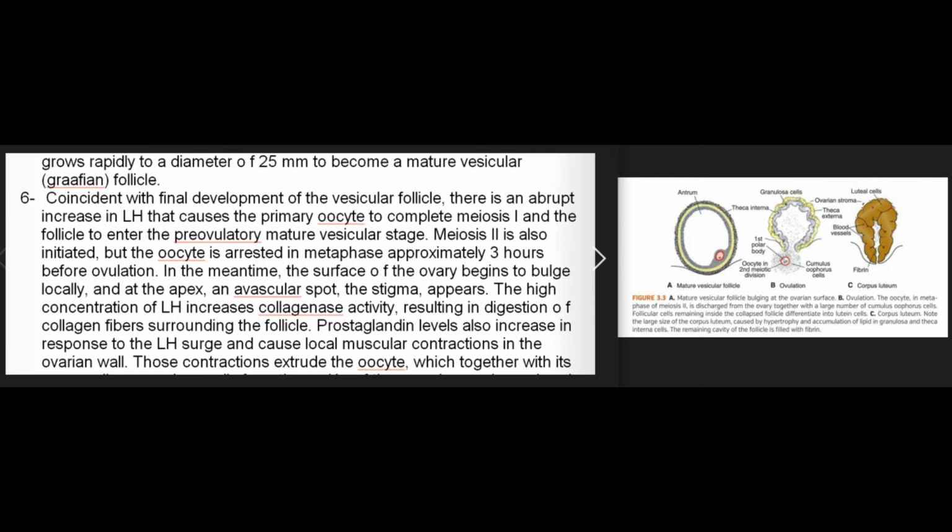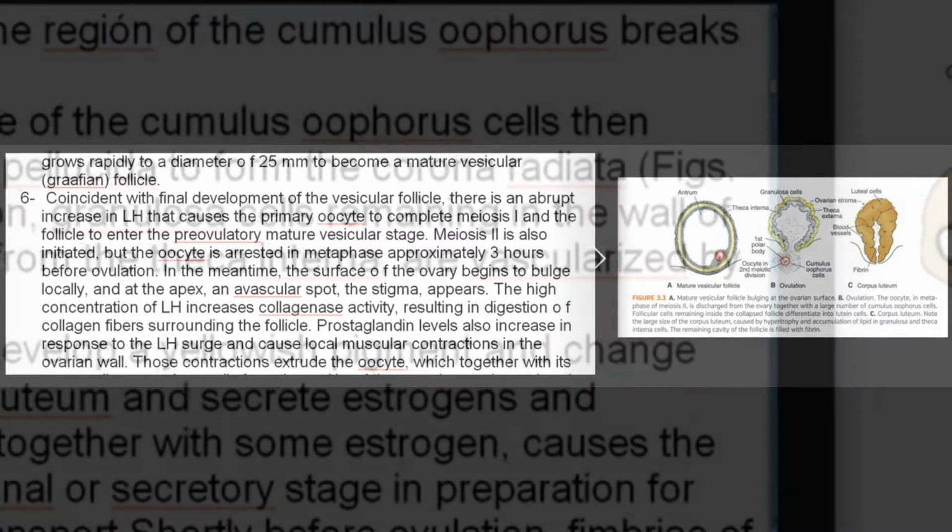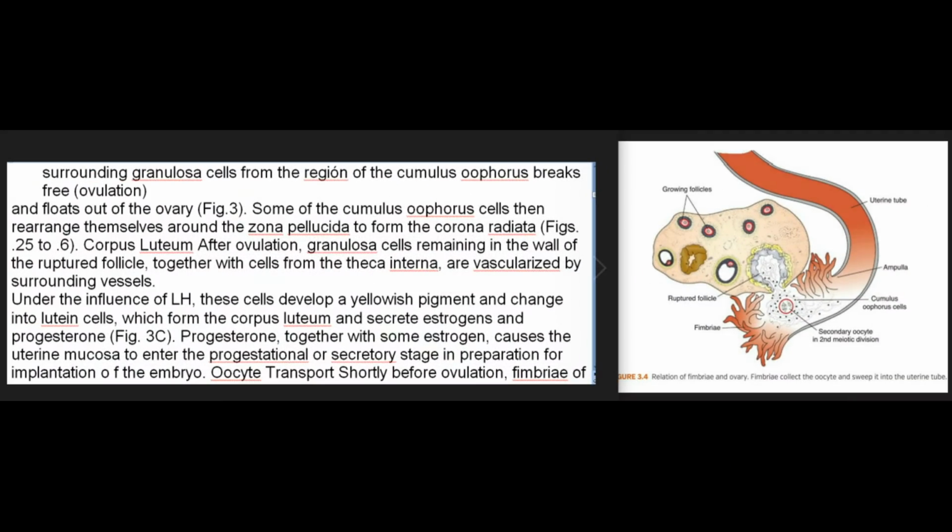Those contractions extrude the oocyte, which together with its surrounding granulosa cells from the region of the cumulus oophorus breaks free, ovulation, and floats out of the ovary, Fig. 3. Some of the cumulus oophorus cells then rearrange themselves around the zona pellucida to form the corona radiata, Figs. 3 and 4.